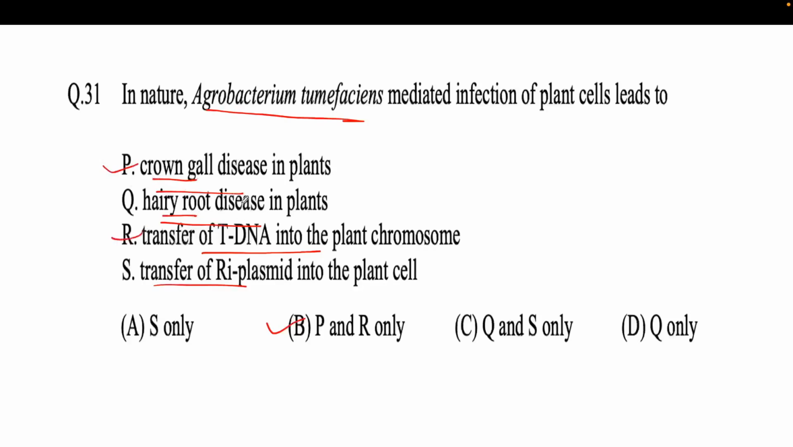The Ti plasmid has the T-DNA, which is transferred from one cell to another. Agrobacterium tumefaciens does not have the Ri plasmid; the Ri plasmid is present in the rhizogenes type of bacteria. So Q will not be the correct answer, because hairy root is caused by Agrobacterium rhizogenes, not by tumefaciens. Tumefaciens is responsible for crown gall disease. Understood?